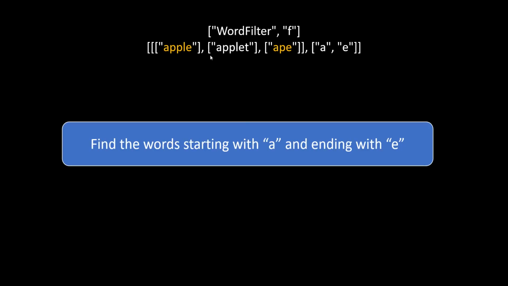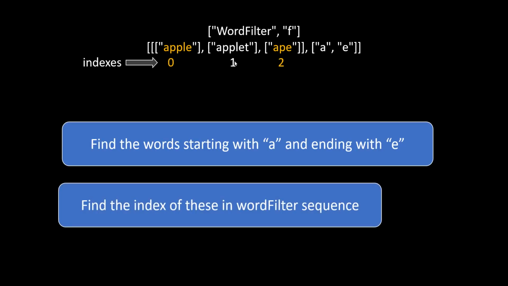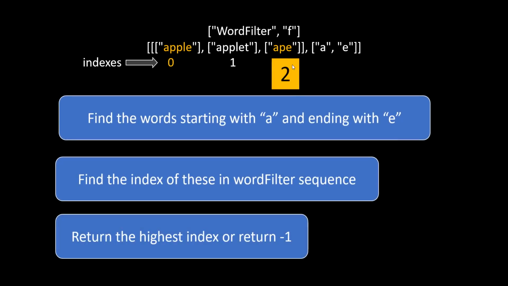Now we can see that these two words are satisfying the condition of starting with a and ending with e. The index for these words are 0 and 2. And as we need to return the highest index, we'll be returning 2. If in case we wouldn't have found any word that would have satisfied our condition, we would have returned -1. So that's about the understanding of how we are getting the output. Now let's see how we can solve this problem.